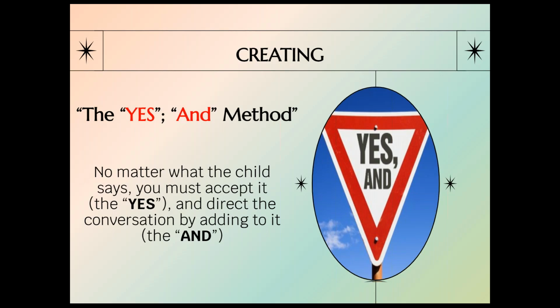So the yes and method. That really helps the children feel like you accepted their idea, and then you're really directing that conversation by adding your ideas and your guidance by saying and. So we're getting rid of the but and stopping their idea. We're incorporating their idea, we're recognizing their idea, and we're building upon or beyond their idea.